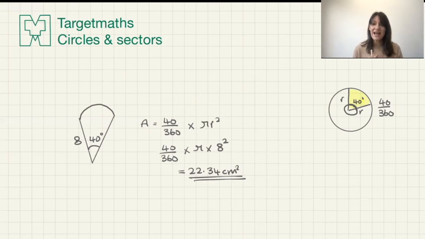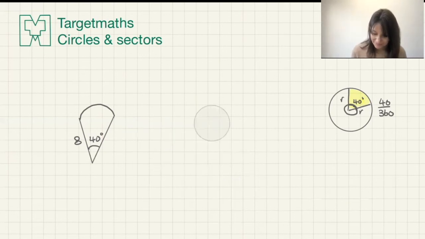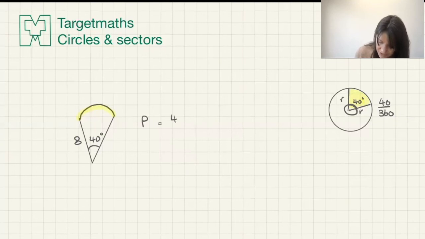If you would like to have a go, now you've got all the information for finding the perimeter of that shape, then please hit pause and press play when you're ready. Okay, so the perimeter then. The perimeter of this shape starts off by finding this arc length here, which is a fraction, 40 out of 360, of the circumference, which is pi times d.